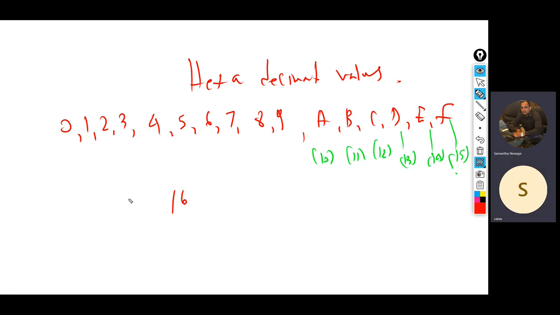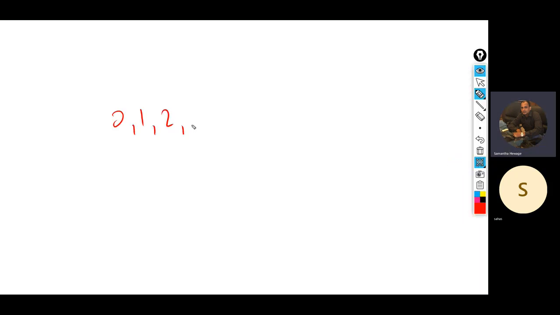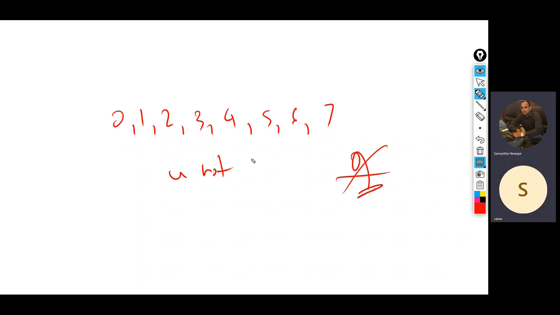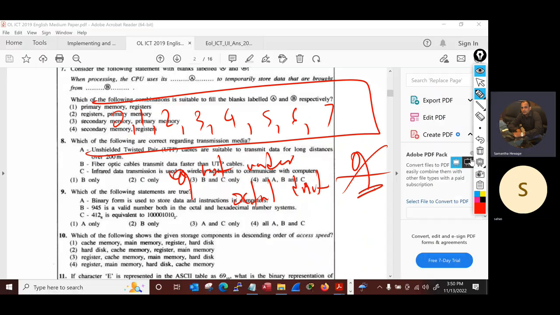Hexadecimal is base 16, so 9 should be there. 945 is possible, since 9 is also a hexadecimal value. So this part is correct. But what about octal? Octal has only 0 1 2 3 4 5 6 7, only 0 to 7. You can't say 9, it's not under octal. 9 is not an octal digit. Because of that, this sentence is wrong.